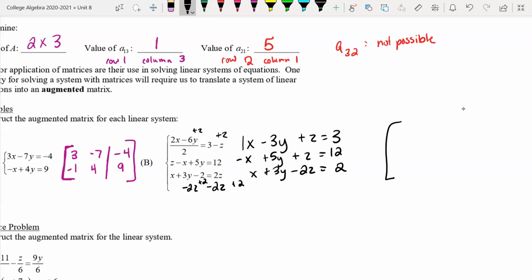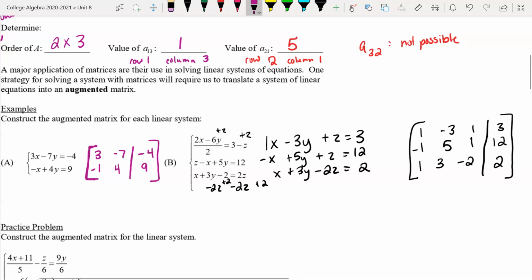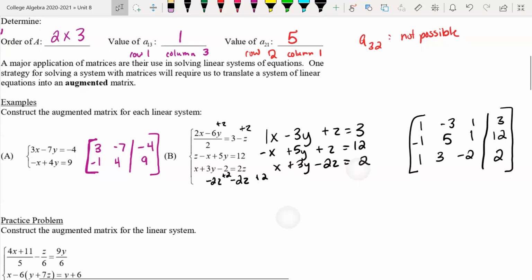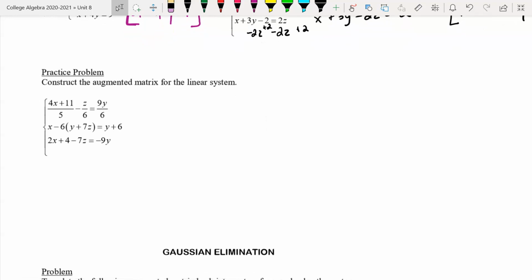I can make my augmented matrix. So 1, -3, 1. I draw my straight line to make an equal sign, 3. And then I end my matrix. And you do the same thing for the next equation. -1, 5, 1, 12, 1, 3, -2, and 2. Okay? So that is how you construct an augmented matrix. So I want you to pause the video and I want you to try this one right here. So construct the augmented matrix for this linear system.